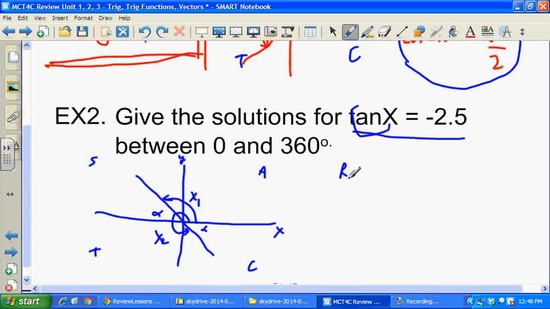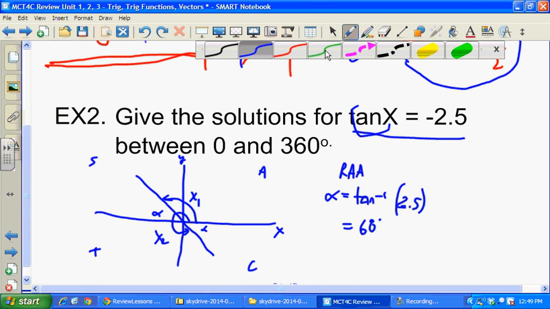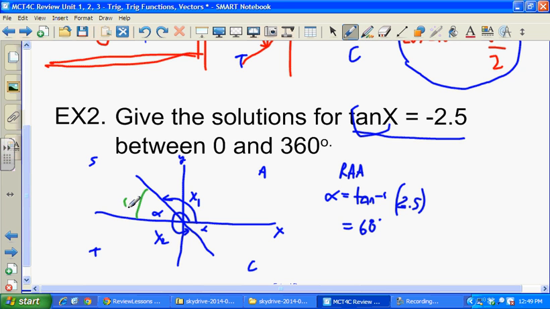So I'm going to find the related acute angle by doing the inverse tan of the positive one, right? Because if I don't put the positive one in there, it might give me all sorts of goofy answers. So I'm going to do the inverse tan of positive 2.5, and I get that that's about 68 degrees. So that means my related acute angle here, I'll get a different color, is 68, right?